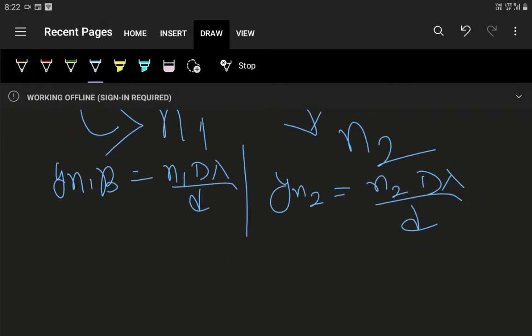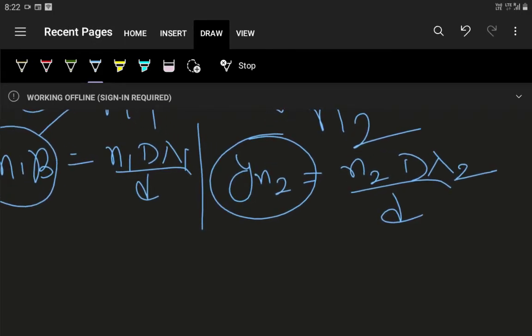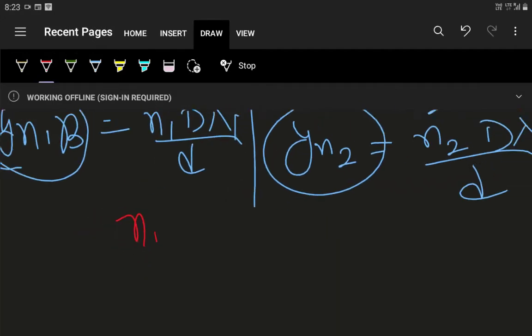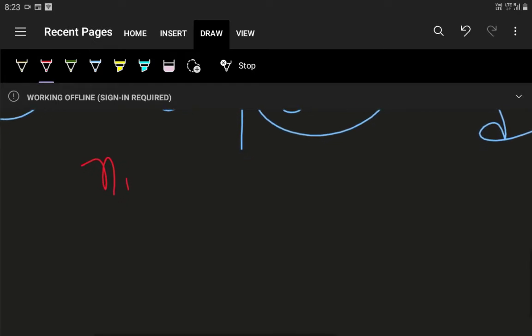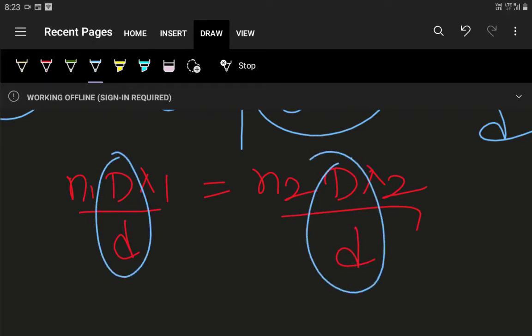Now according to the question, lambda 1 and lambda 2 are both coinciding with each other. It means the distance of this and the distance of this would be equal, then only they can coincide with each other, isn't it? So I am equating both of them. So n1 d lambda 1 by d is equal to n2 d lambda 2 by d, and d is the common part which will get cancelled out.